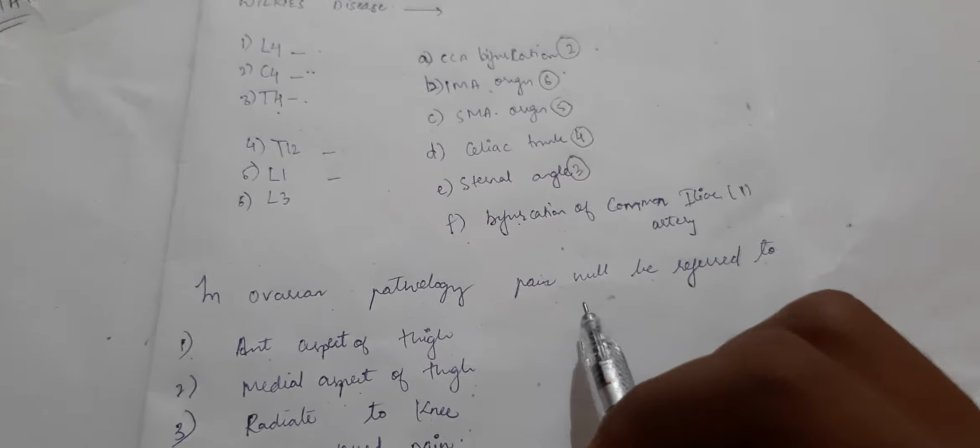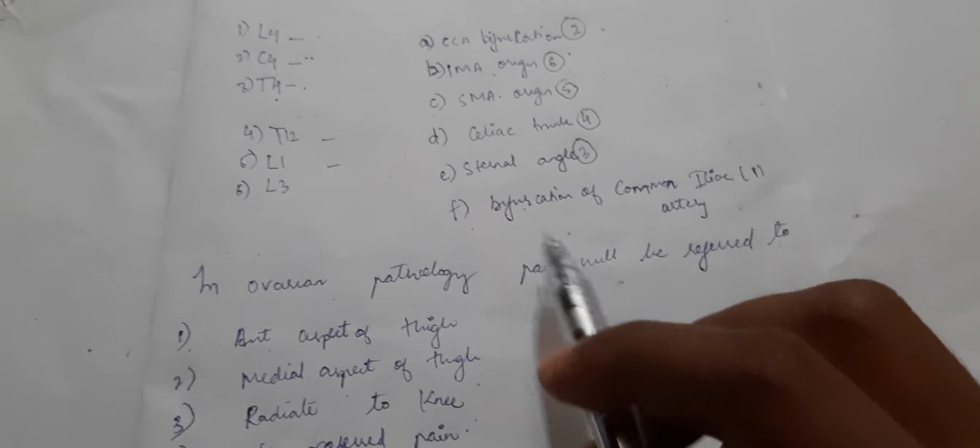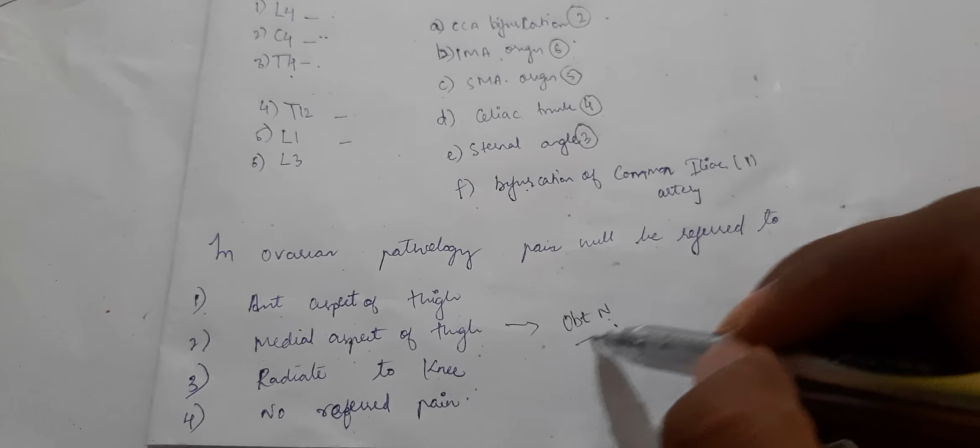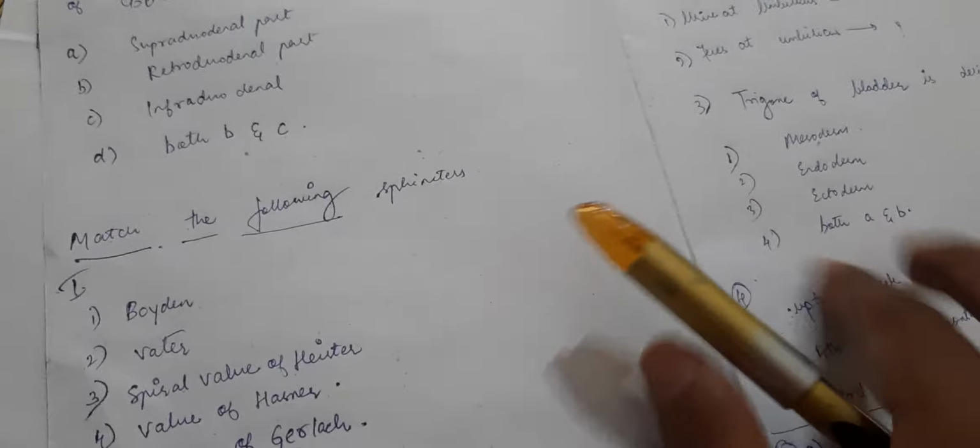Next question. In ovarian pathology, pain will be referred to the medial aspect of the thigh. The nerve responsible is the obturator nerve. Very important. Please remember this. Now coming to the next.